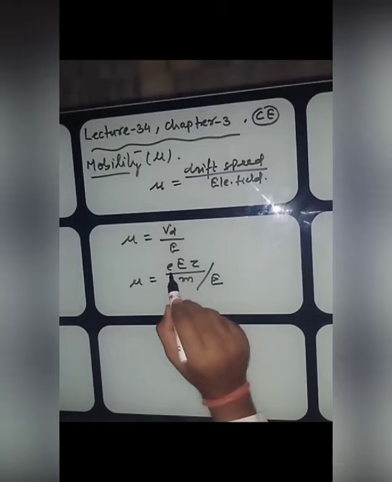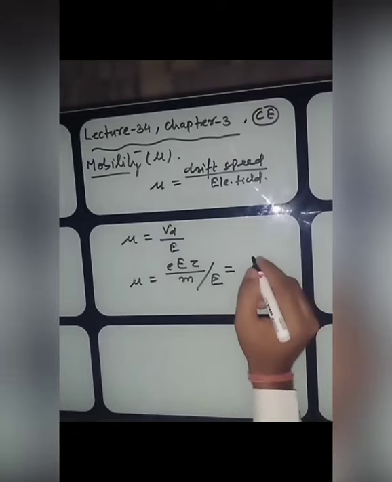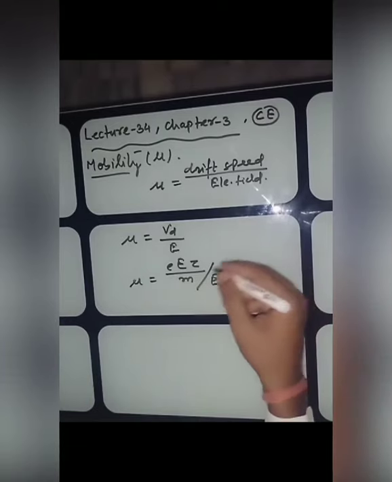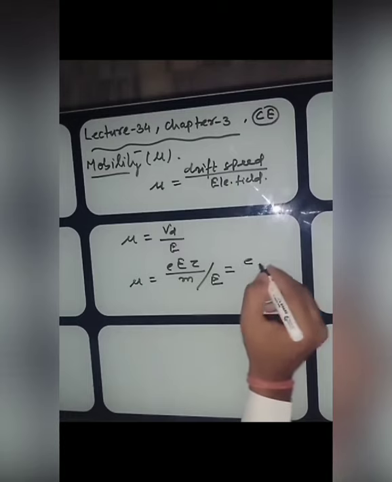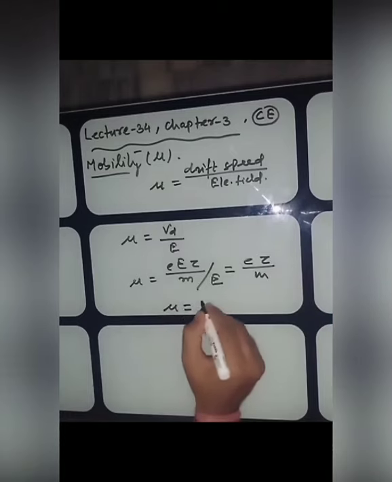What was that e? The charge of an electron. E is the electric field in which the charge particle moves within the conductor. Tau is the relaxation time. m is the mass of an electron, and E again is that same electric field. This will be cancelled out, and then you will have the final simple formula of mobility as e tau by m, and this is the mobility, my dear students.